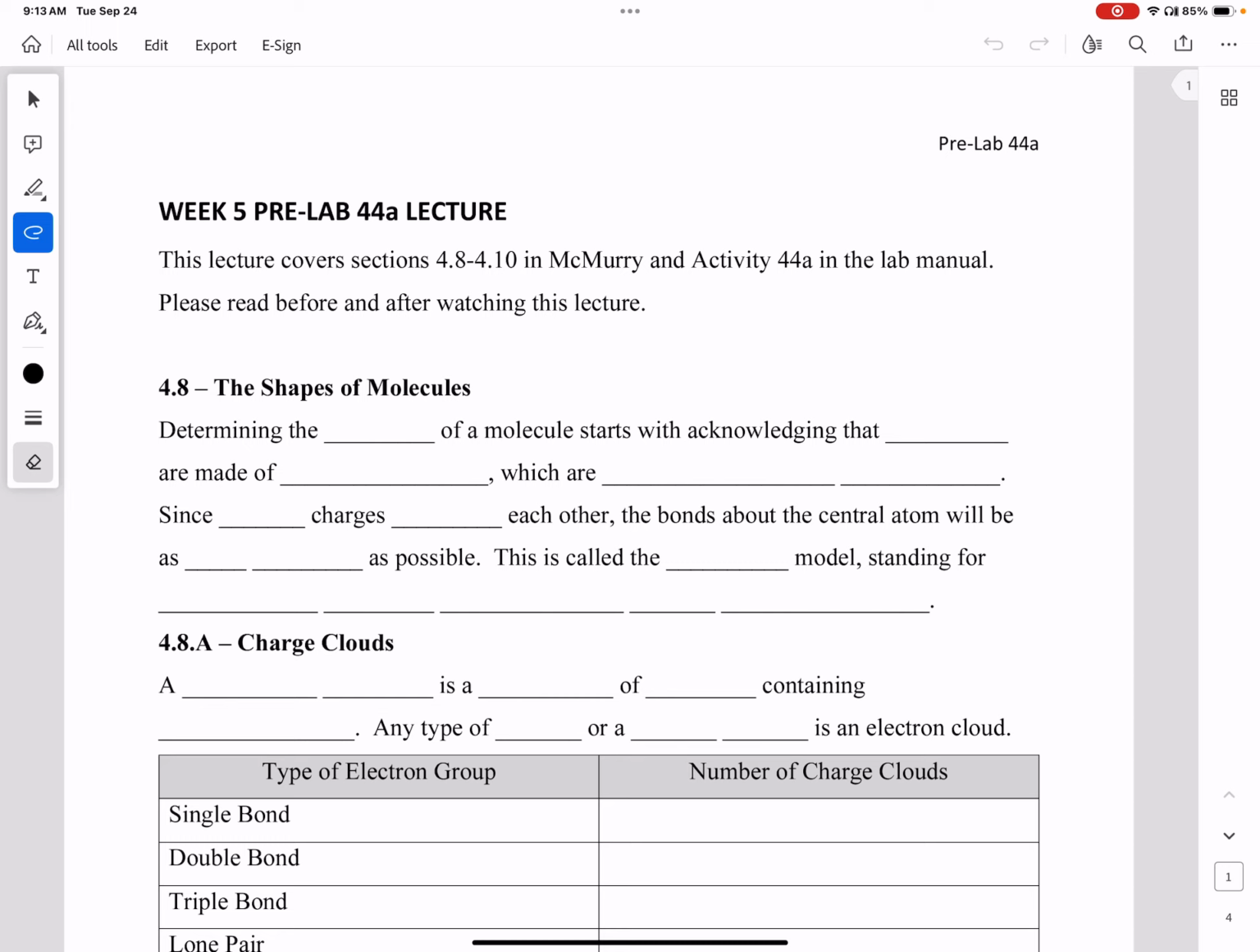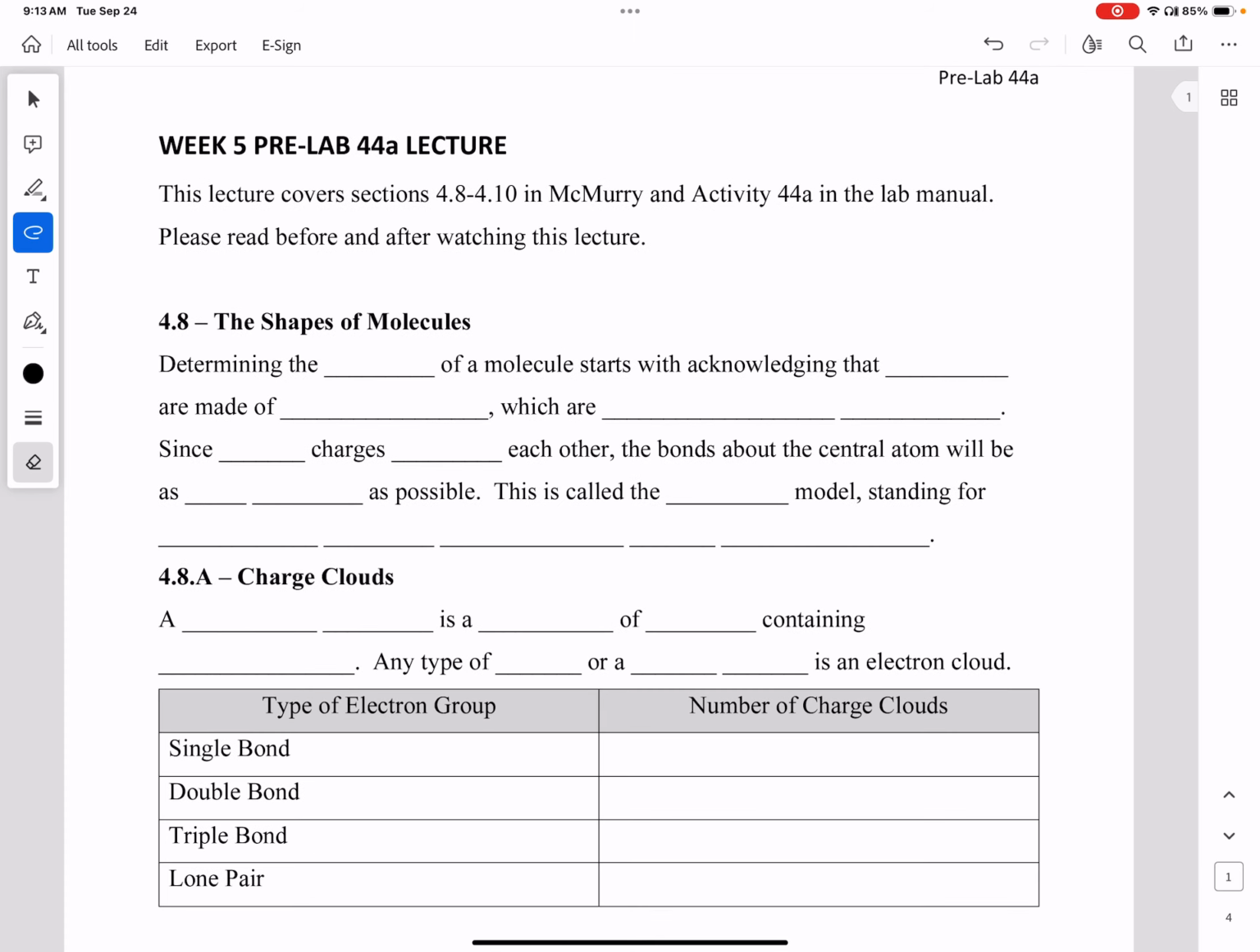So, picking up where we left off in the activity, we learned how to make Lewis structures. And now we're going to determine what the correct shape is.